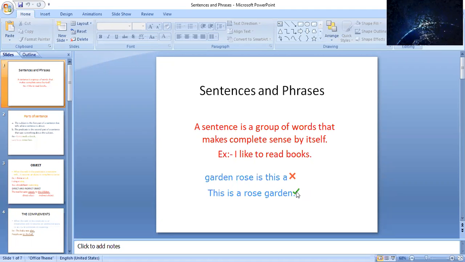Then I have taken one more example. I like to read books. This is also giving us a meaning, isn't it? So this is all about sentences. Then we'll move to parts of sentence.